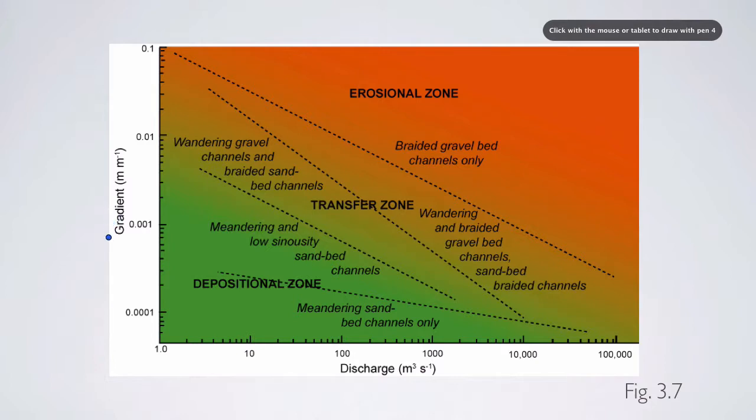This is figure 3.7, which is a graph that shows differences between discharge and the gradient, so how steep the gradient is. And essentially, as you go to higher and higher discharge rates and higher vertical gradients, you're more likely to have an erosional zone, but as discharge declines or the gradient declines, you're more likely to have deposition. All the details here about whether you have braided gravel beds or meandering sand beds, for example, can be effectively ignored and just really focus in on the role of discharge and the gradient in determining whether they have erosion, transfer, or deposition.